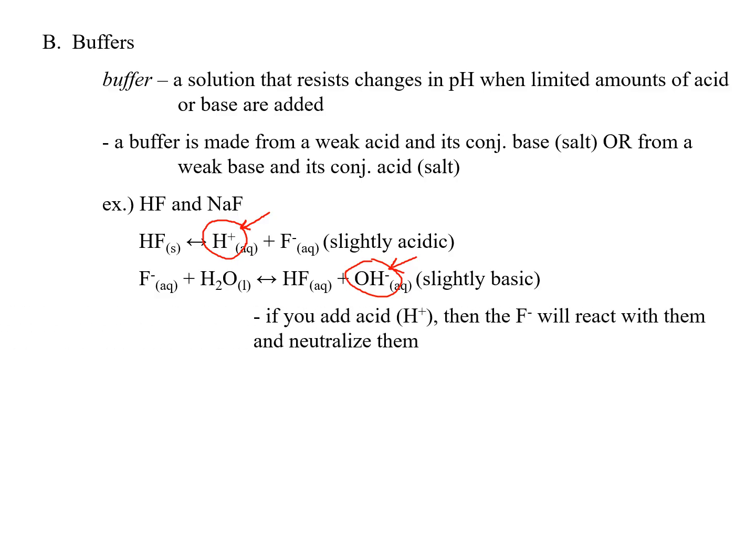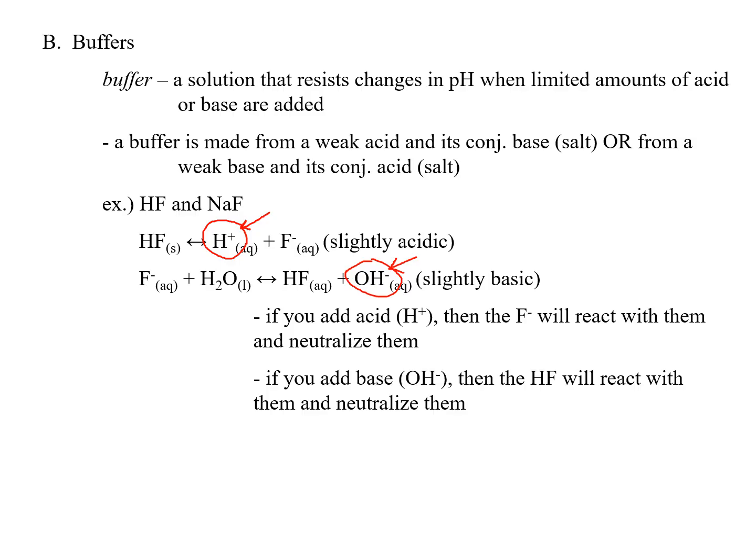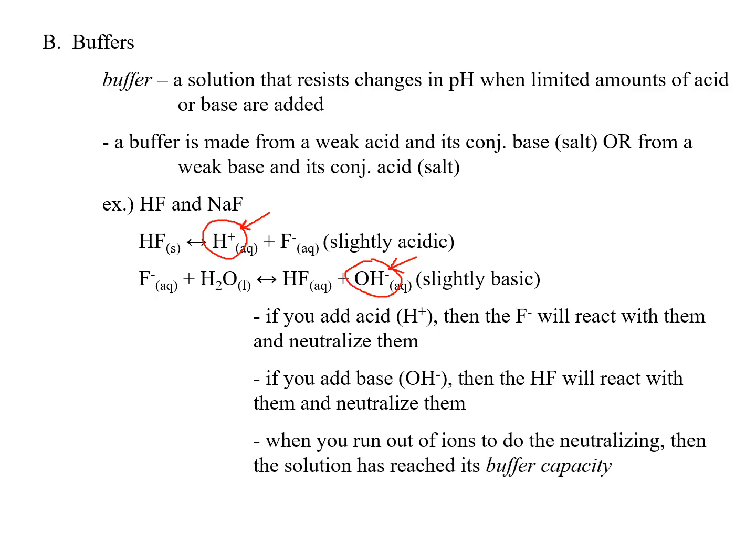So if you were to add an acid, the F negative would react with them and neutralize them, right? Actually, it's the OH negative from the F negative. And if you were to add a base, then the actual H positives from the HF react with them and neutralize them. Now, you could add so much extra acid or base to a buffer solution that you use up all of the H positives or OH negatives that it has in reserve to fight it, and that means you've reached the buffer capacity.